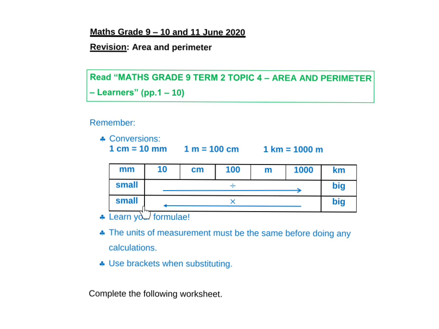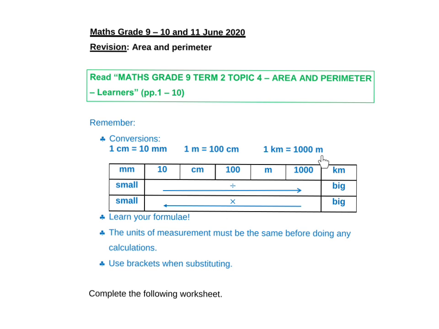Then if we go from big to small units, we times. So from kilometers to meters, there's 1,000 meters inside a kilometer, so we times by 1,000. Then from meters to centimeters, you would times by 100, and from centimeters to millimeters, we would times by 10.